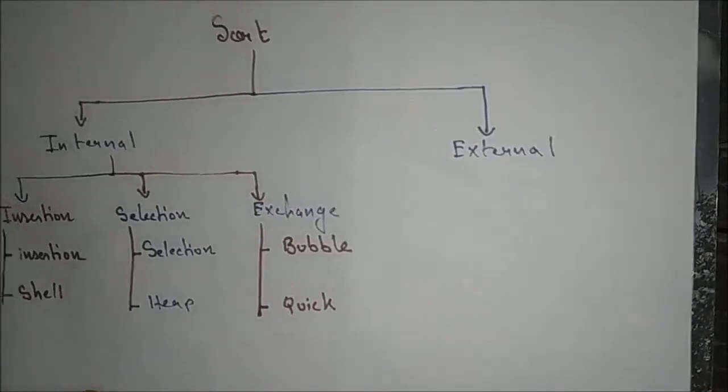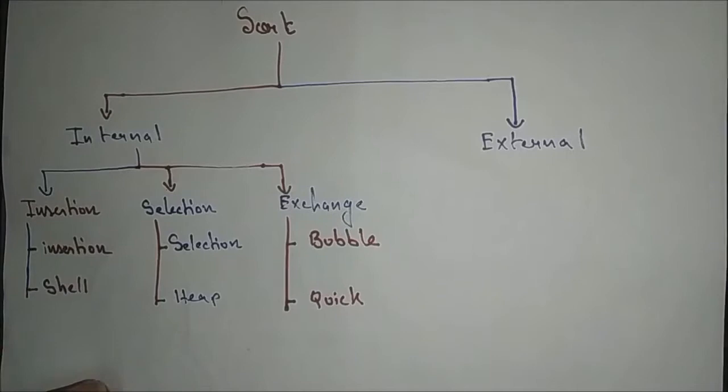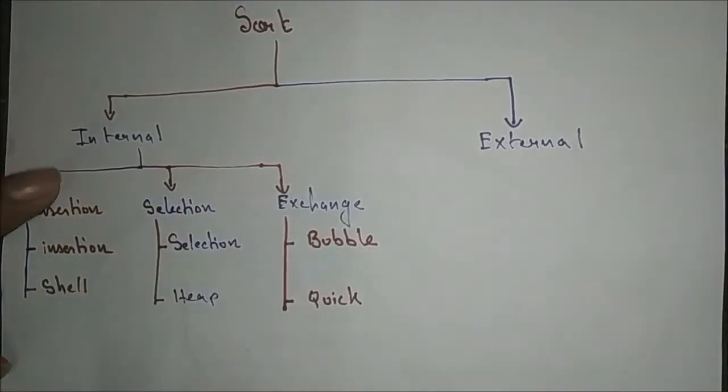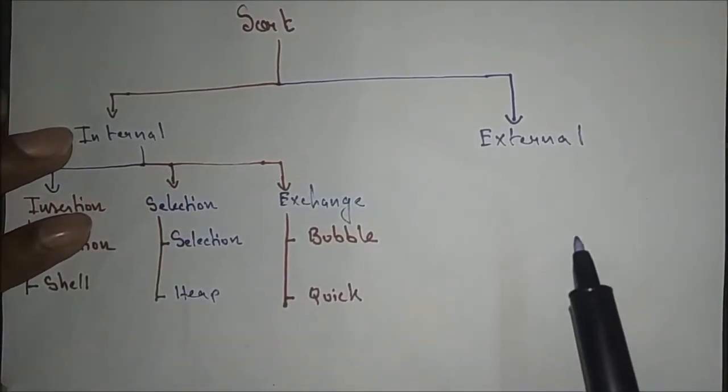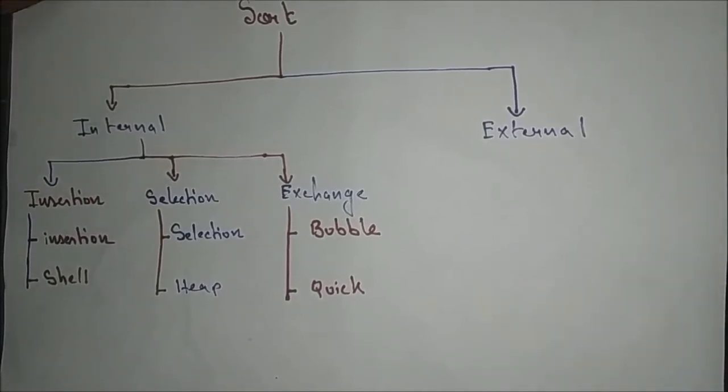Now sorting is classified into two types. One is internal sorting, another is external sorting. Before going into internal sorting, I'll directly go to external sorting. What do you mean by external sorting? What's the definition of external sorting?